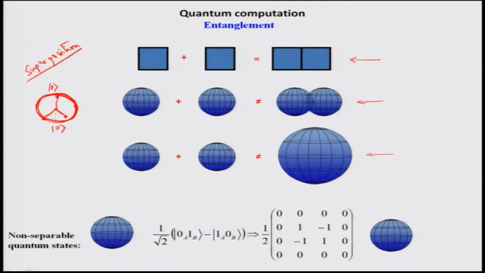However, when two qubits come together, the picture is not the same, because this does not give rise to a new set which can be broken down into this.